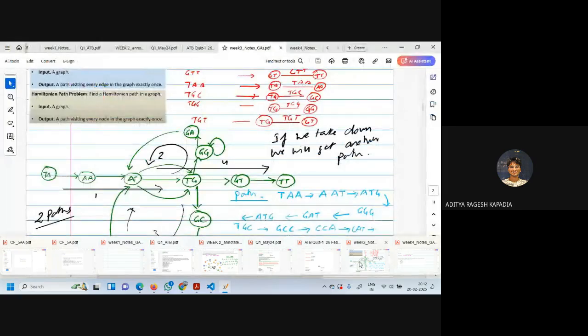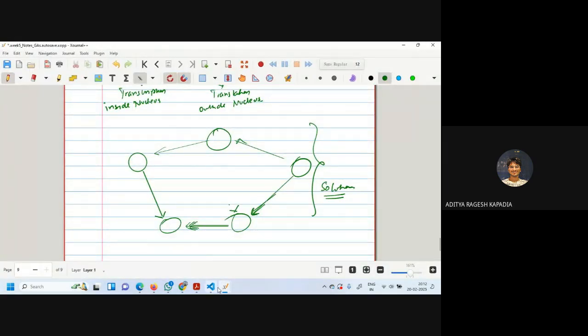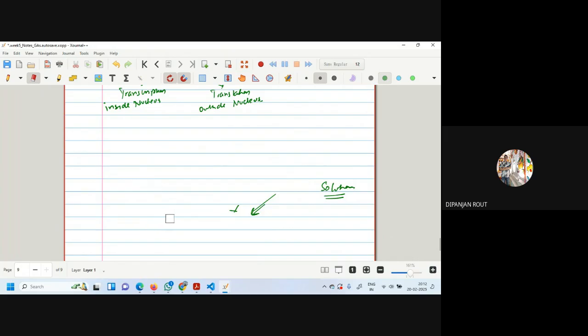Sir, can you explain this once again? And is this rule valid for Hamiltonian path or Eulerian path? For both, for Eulerian also and for Hamilton also.